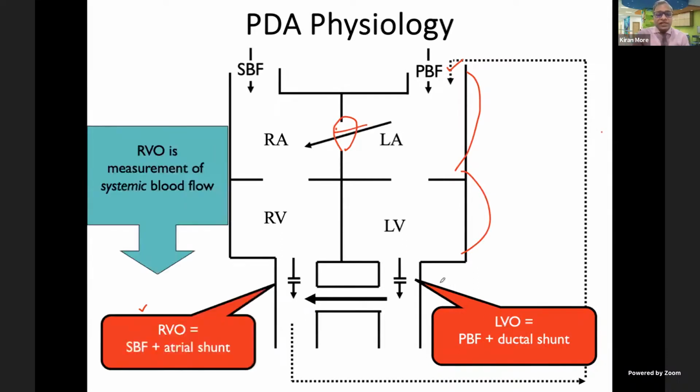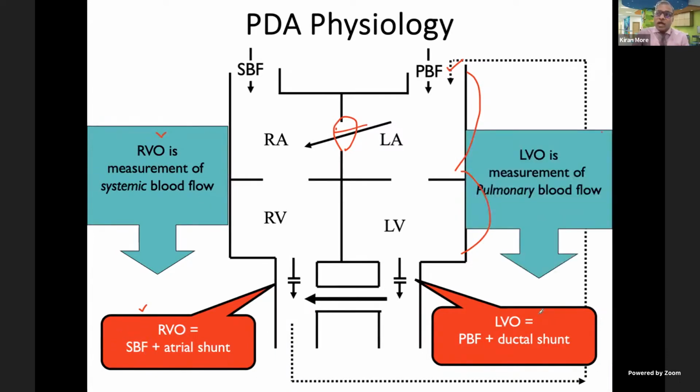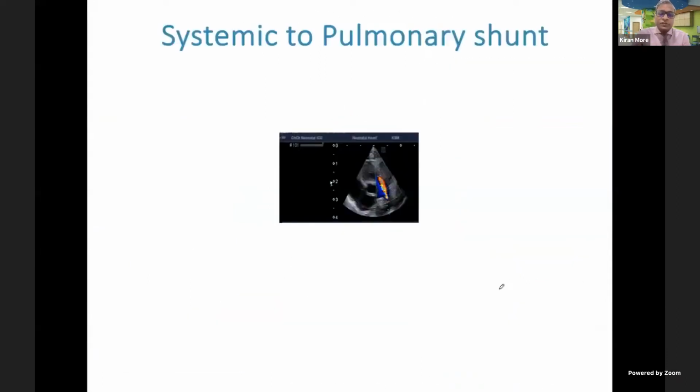And that's why we say that maybe the RVO might be the measurement of the systemic blood flow, because the majority of the contribution is by the systemic blood flow. And LVO, as we feel, might be contributing to the systemic circulation, but it is predominantly influenced by the ductus, and that's why it is a measurement of the pulmonary blood flow rather than the systemic blood flow. So you might have a high LVO, and still you might have a steal. That's why you need to measure the cardiac output, but also look at the steal, which Dr. Mohit will talk about in more detail. So that's the PDA physiology in a nutshell.